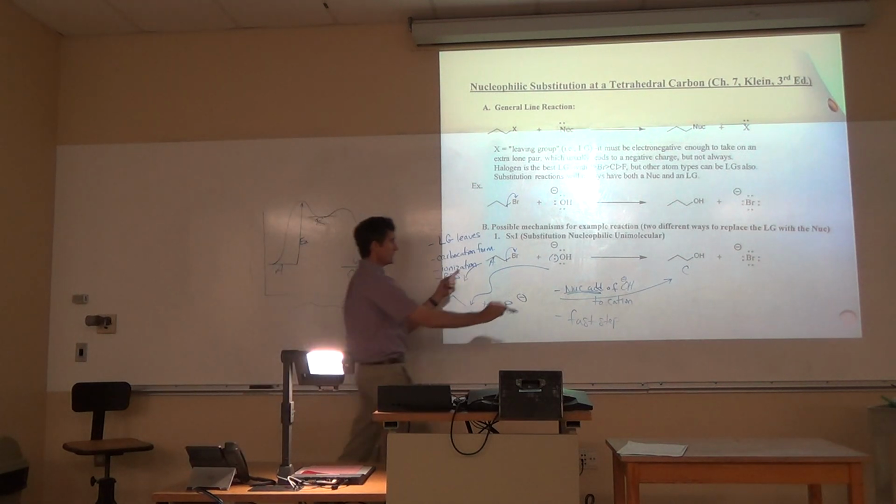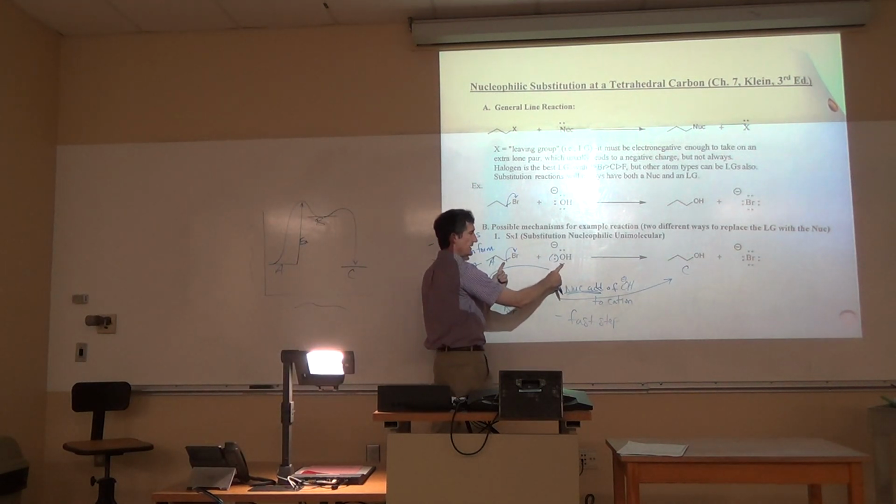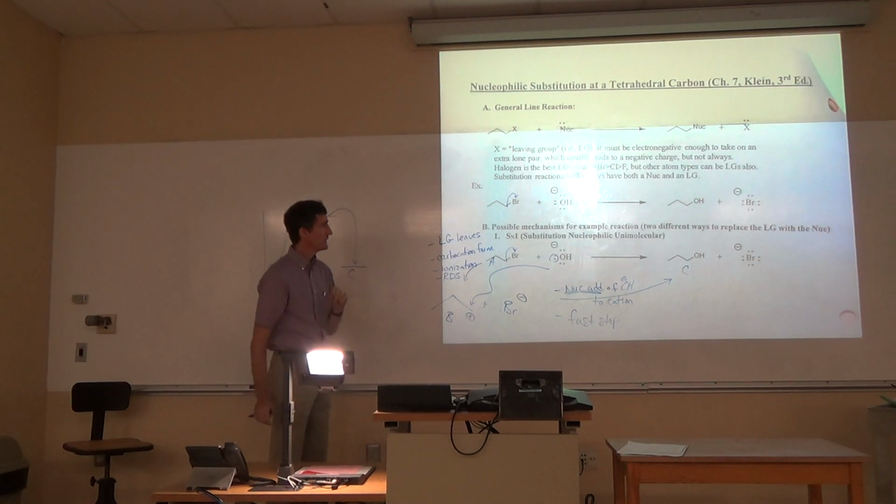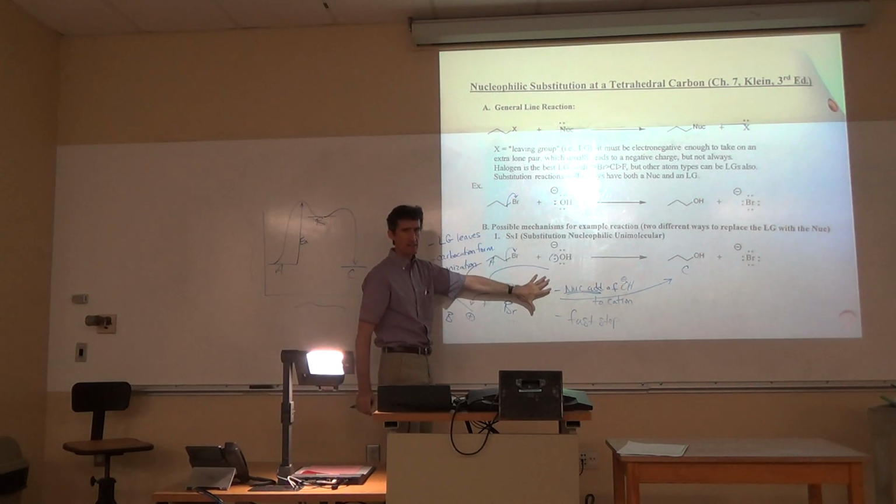Of the two reactants, how many are involved in the rate determining step? Well, what was the rate determining step? This ionizing. Was hydroxide involved with this? No. So how many are involved? One. One, that's why it's called Sn1. We just did an Sn1.